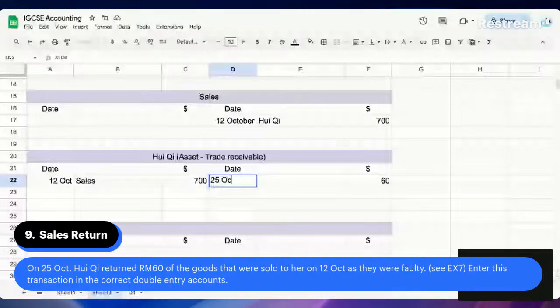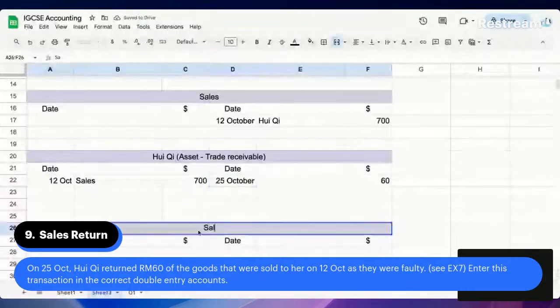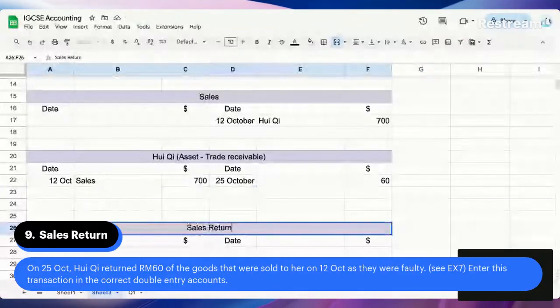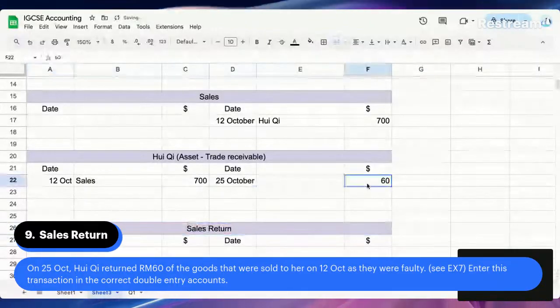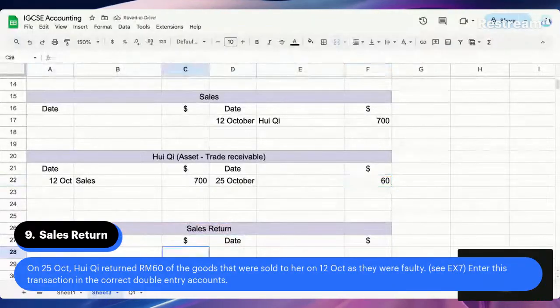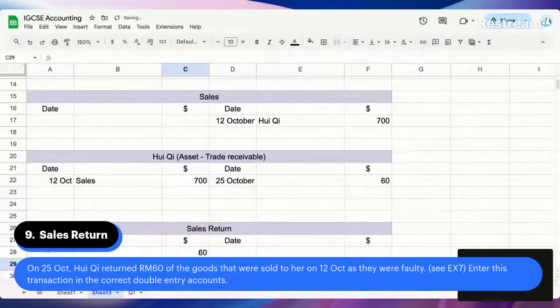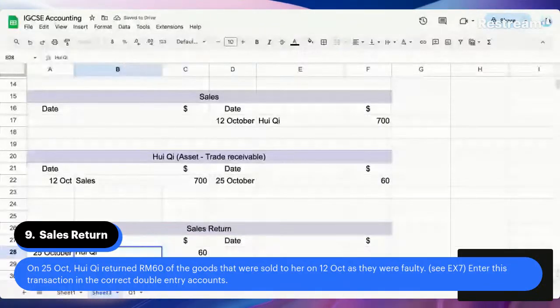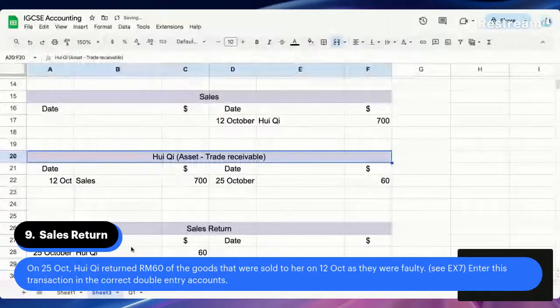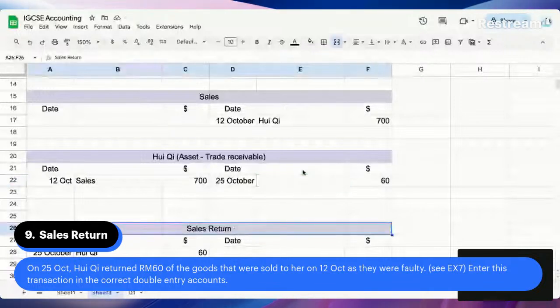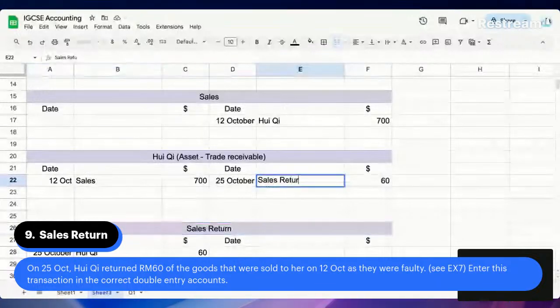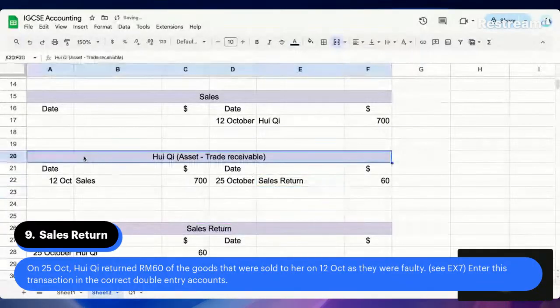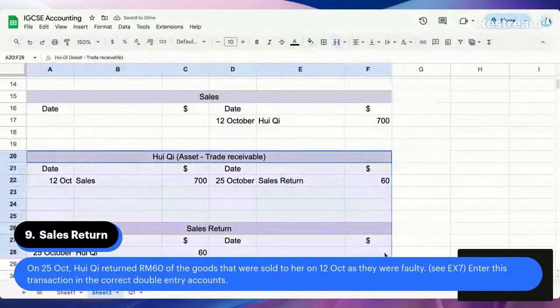And then we need to create another account for sales return. Because this is in the debit, the other side is here. And then this is Hui Qi, because this name equals this name. And for here, this one equals this one, so just put it. So for example number 9, the complete answer looks like this.